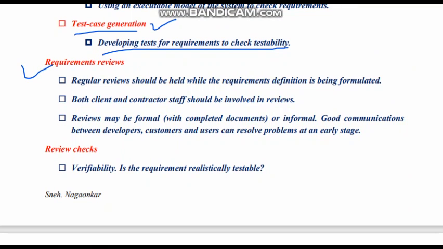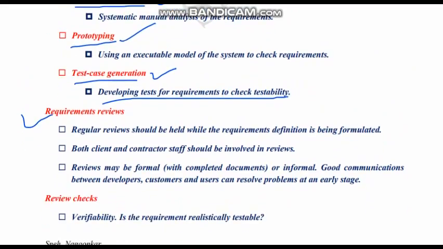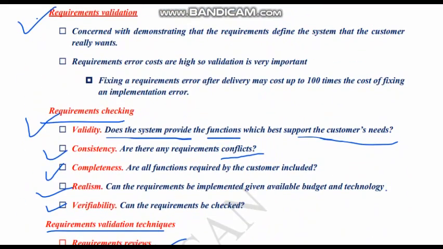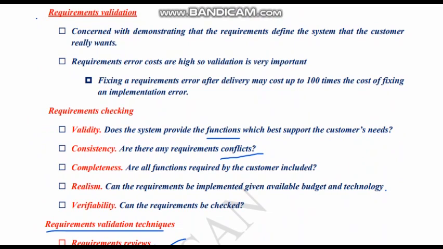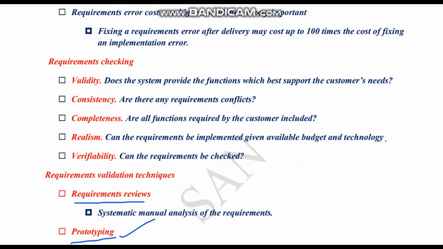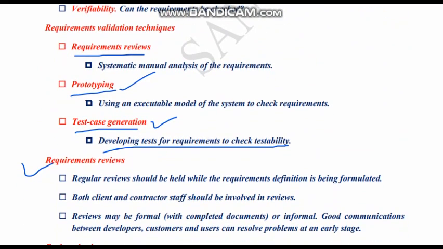So first is requirement reviews, as we have seen here. These are the validation techniques, and these are how to check the requirements. When it is asked how to check the requirements, you can go for these 5 to 6 features, right? And when they ask you for validation techniques, then you have to follow this approach, which is about validation techniques. Are you getting that? All right.